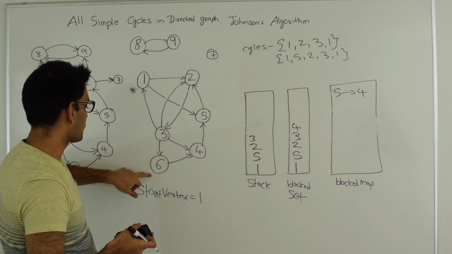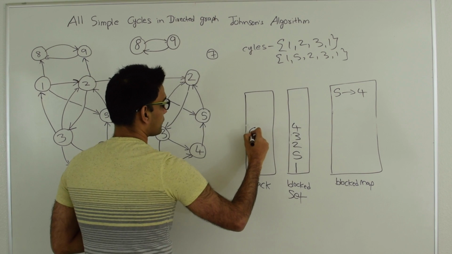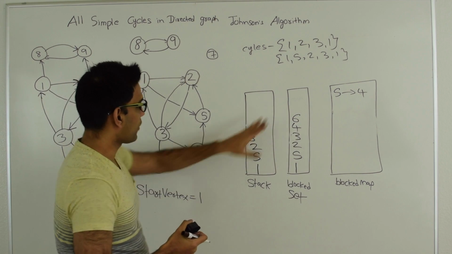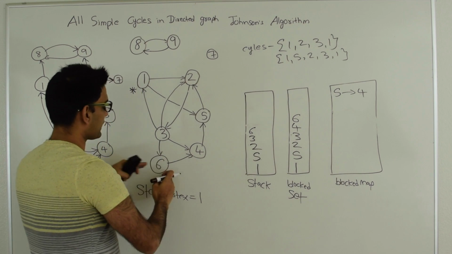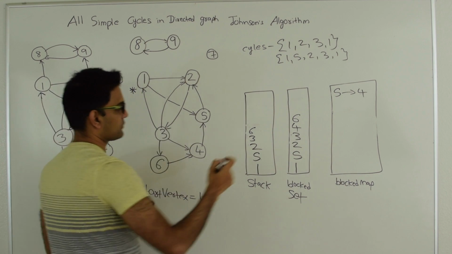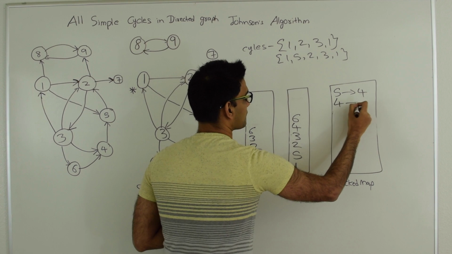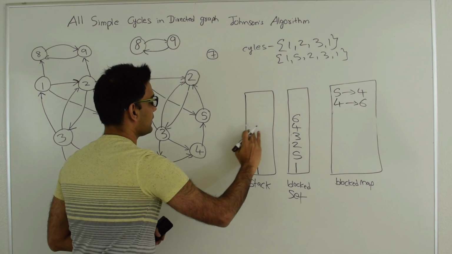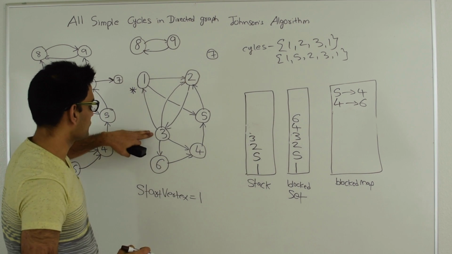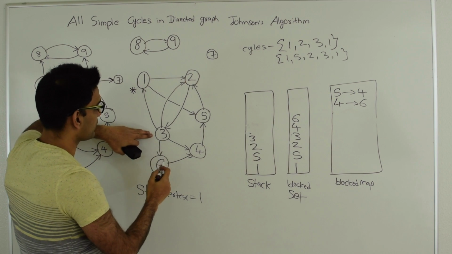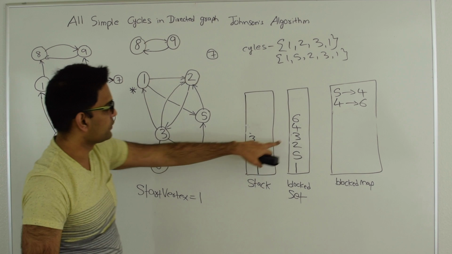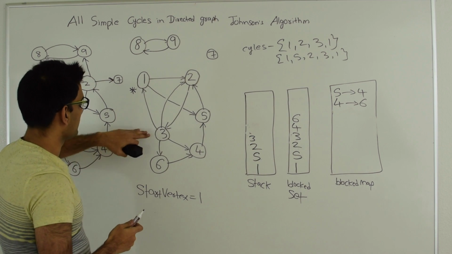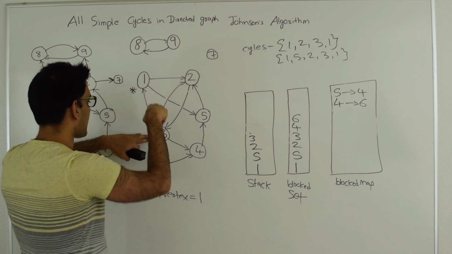From 4 we go to 3, 3 has another neighbor 6, we add it to the stack and to the block set. 6 has another neighbor 4, but 4 is already in the block set, so we did not find a cycle from 6 all the way to 1, but we are going to mark that if 4 ever gets unblocked, then we'll unblock 6. So leave 6 in the block set and remove 6 from the stack and go back to 3. Now 3 has another neighbor 2, but 2 is already part of the block set, so we come back to 3.